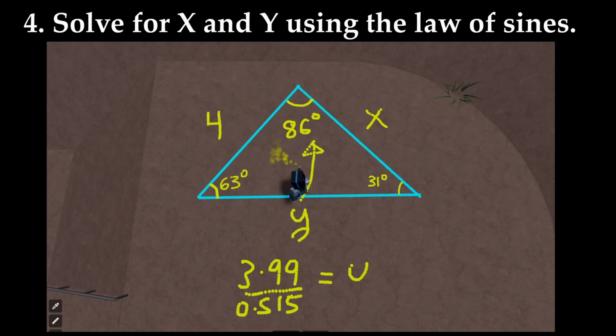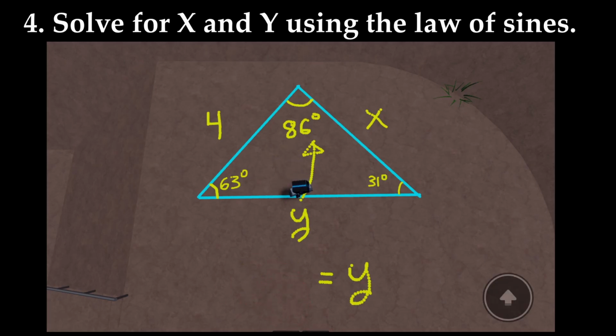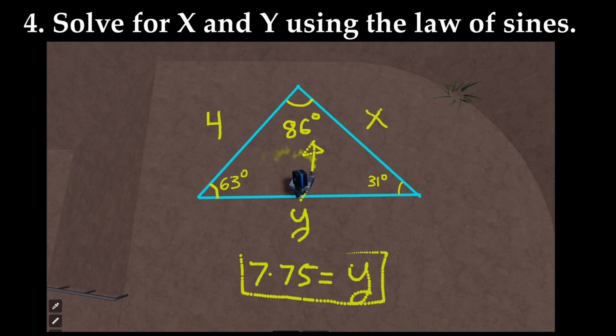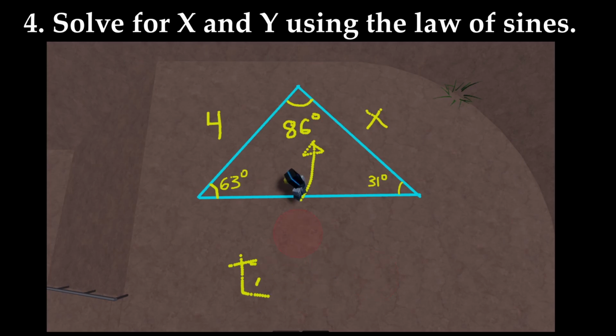And now just do this math. 3.99 divided by 0.515. Put it into a calculator, you'd get that it is equal to 7.75. That is our answer for y. So I'm just going to rewrite y as 7.75 in the triangle. Now let's solve for x. We can set up the law of sines again. So let's do it one more time.